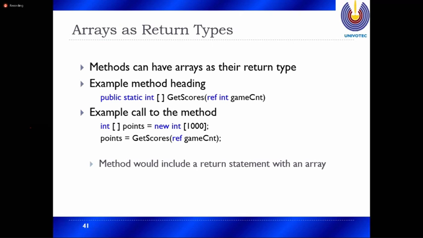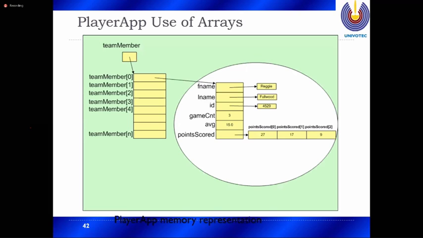Okay, a method can include a return statement with an array. This is also possible: the return type is an array type. With an array type, you get a return value of more than one value. Previously we studied functions whose return type was only one value, but here we can get many values.